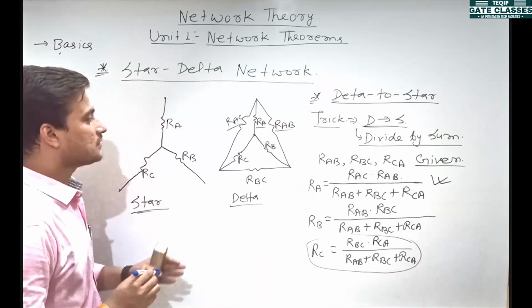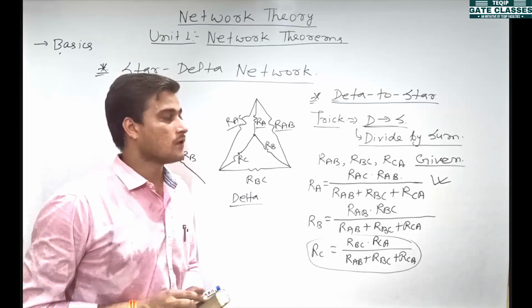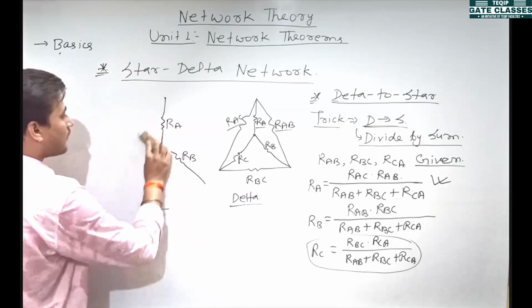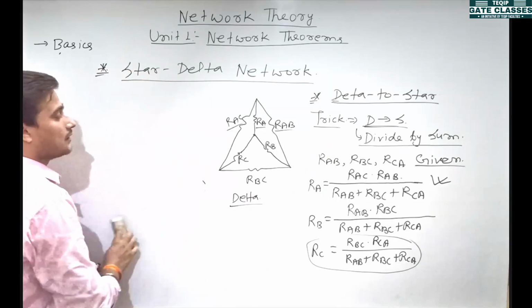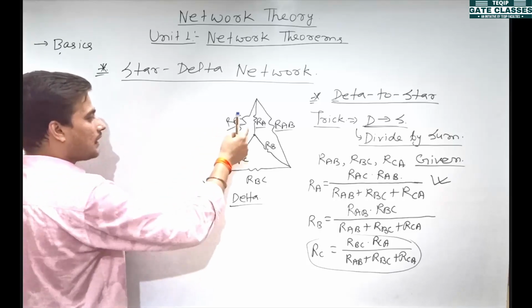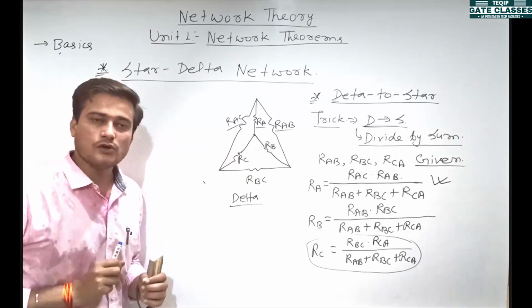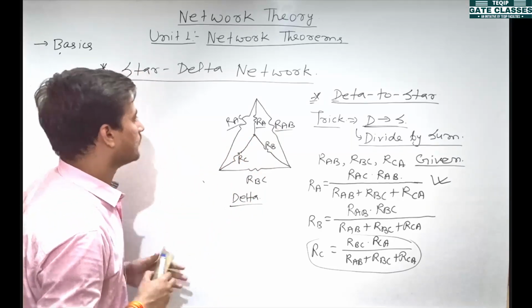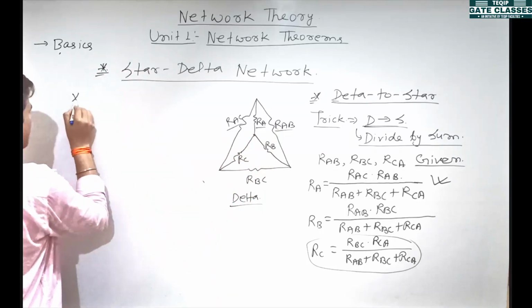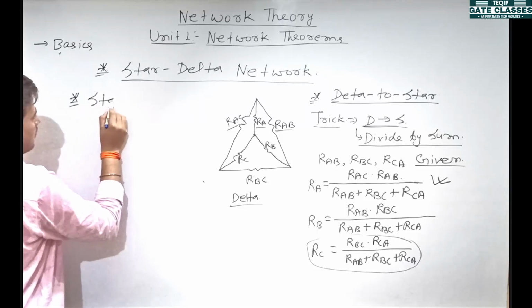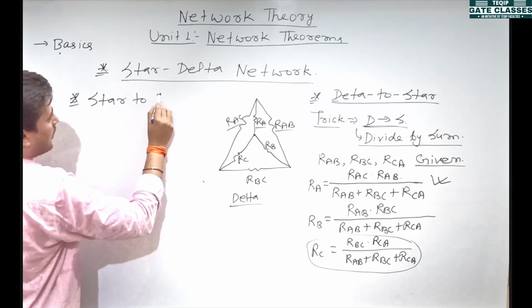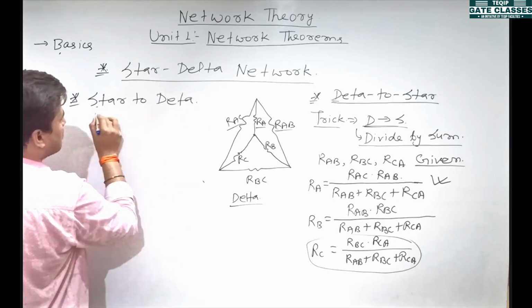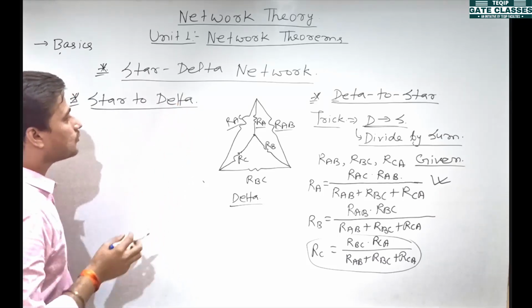RCA. So this is delta to star. Now you have to convert star to delta. That means suppose RA, RB and RC are given to you. You have to find RAB, RBC and RAC. So let us write star to delta. Let us see how to write star to delta.